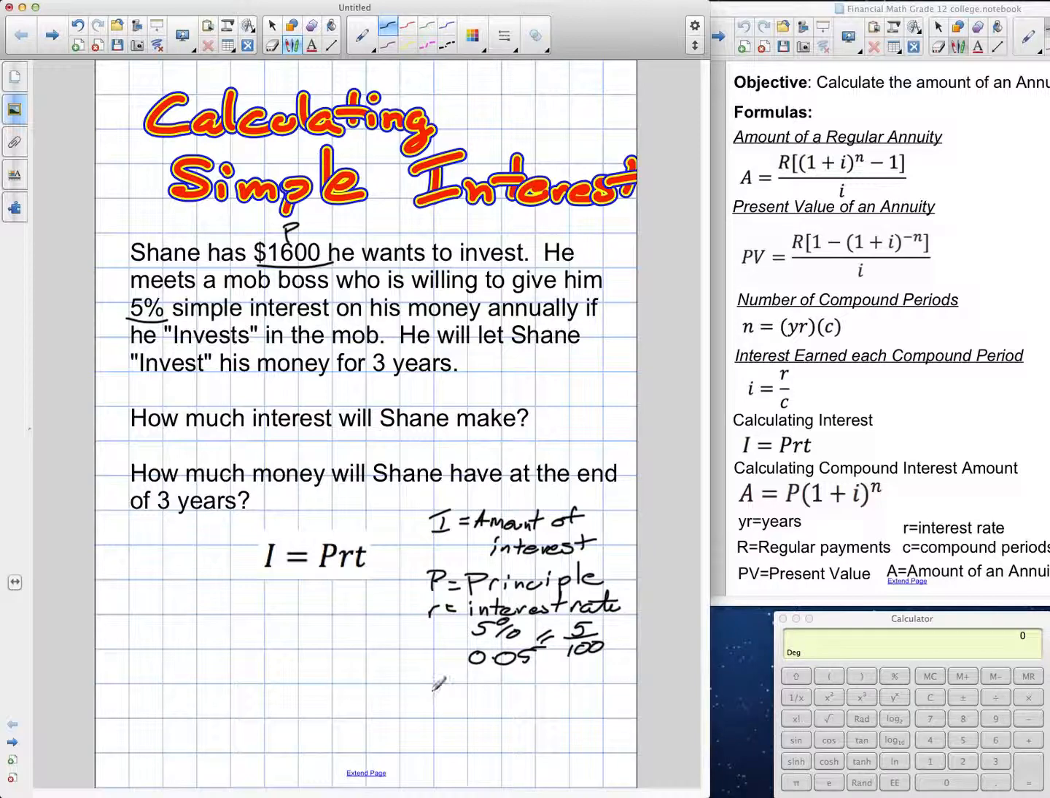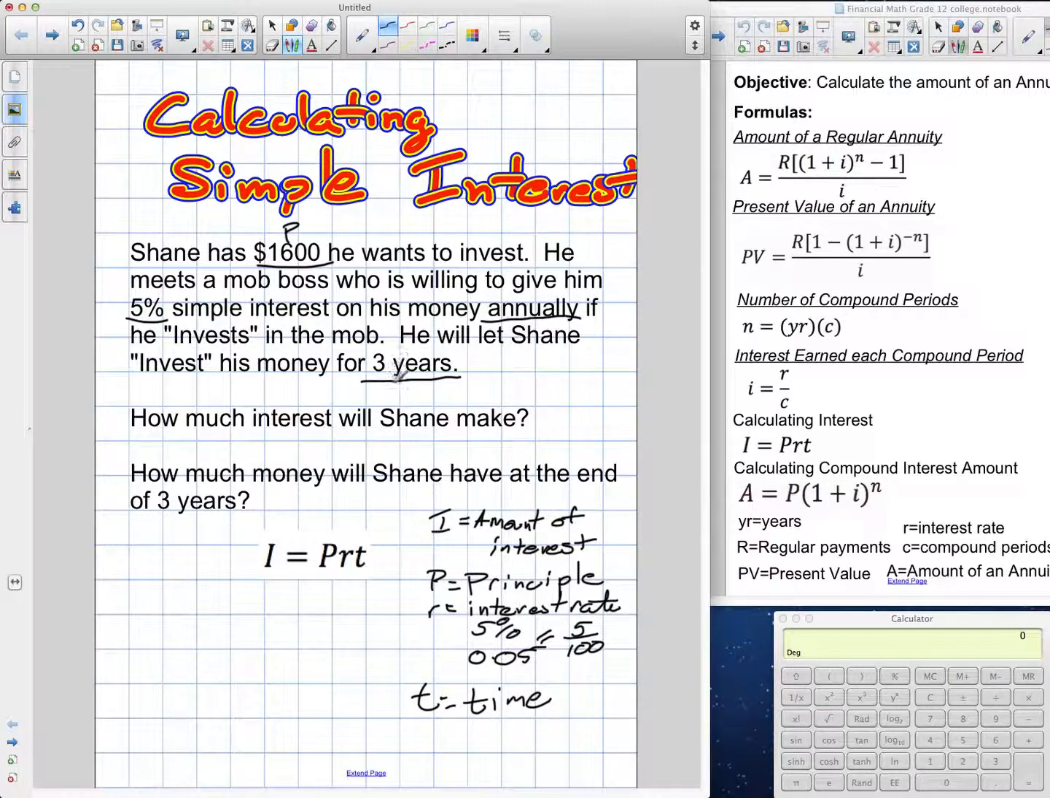Okay? And finally, our T is time. So the amount of time this is accruing interest for. Now, time is completely relative to two things. Obviously, the amount of time that passes, and in this case, that's 3 years. And it's also relative to when the interest is earned. Okay? And in this one, it's considered annually. So this guy gets interest. What does annually mean? Every year. So he's going to get 5% interest every single year.